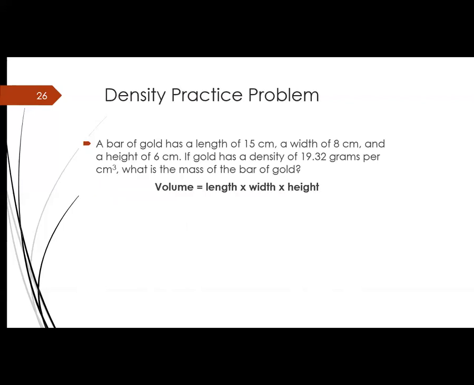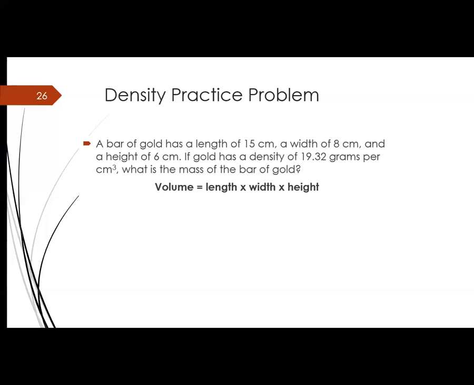So a bar of gold has a length of 15 centimeters, a width of 8 centimeters, and a height of 6 centimeters. If gold has a density of 19.32 grams per cubic centimeter, what is the mass of the bar of gold? So we got a lot going on there. And so we can think about this in a couple ways. I'm going to take an approach where I'm going to look at it from our unit side. So take a moment, pause this video, go ahead and solve yours, and let's see how we do.